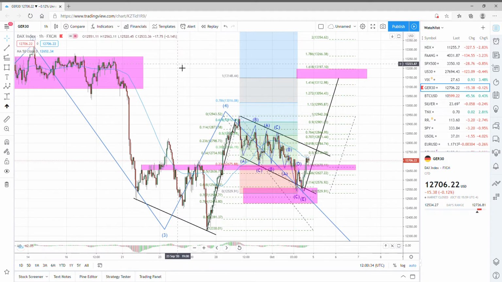People say the market's greedy, but it's not at the moment. If you look at the CNN Fear and Greed Index, it's currently in fear.